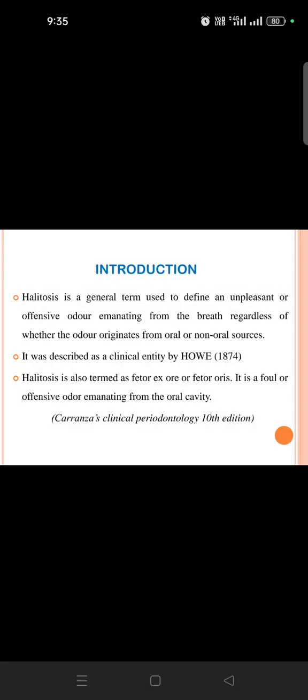Good morning to all. The topic for today's discussion is halitosis. In general, halitosis is defined as an unpleasant or offensive odor emanating from the breath, regardless of whether the odor originates from oral or non-oral sources. So there can be two sources, oral or non-oral, from which the oral malodor comes. It was described as a clinical entity by Ho in 1874.